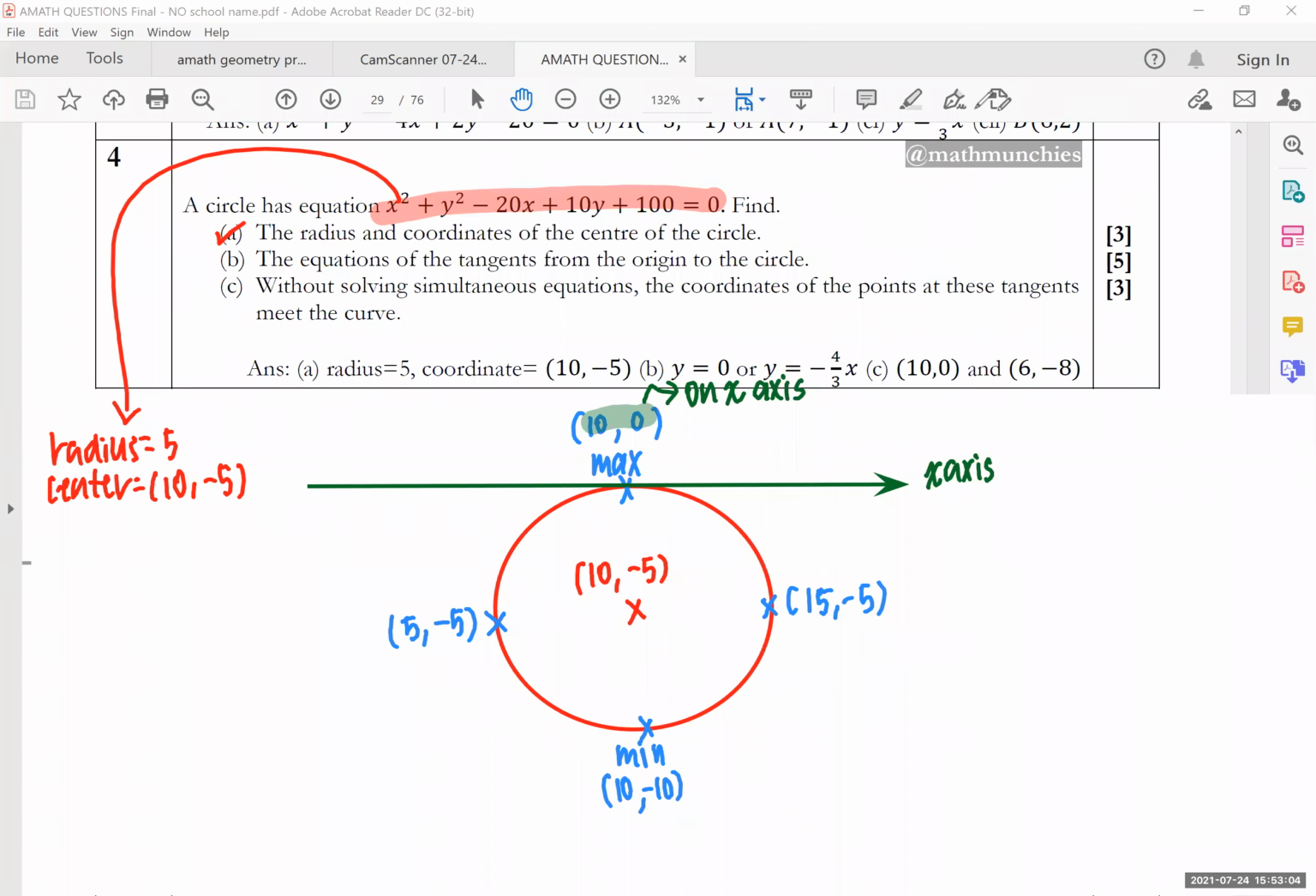All right, so right now we know all this information and we know that this is 10. They tell me a very key thing. They say that there's an origin to the circle. So I know the origin is also on the x-axis, right? And the origin will be here because I know this is (10, 0) and the origin is (0, 0). Right, guys?